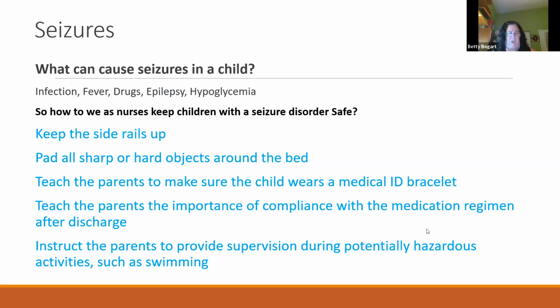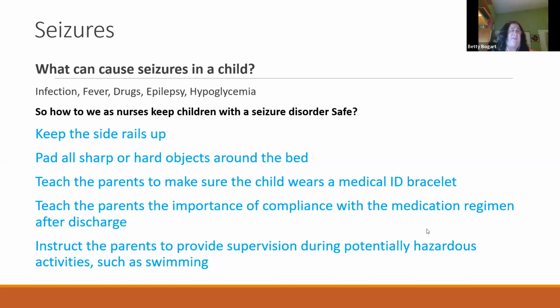Well, make sure you go in, put the side rails up because they will roll out of bed. Check the bed. Make sure they don't have anything sharp or hard in there that they can hurt and cause lacerations and damage to themselves. Because, you know, kids always have something in their bed. Make sure that the parent knows a kid who's having these sort of seizures should wear some sort of identification, necklace, bracelet, whatever it is.